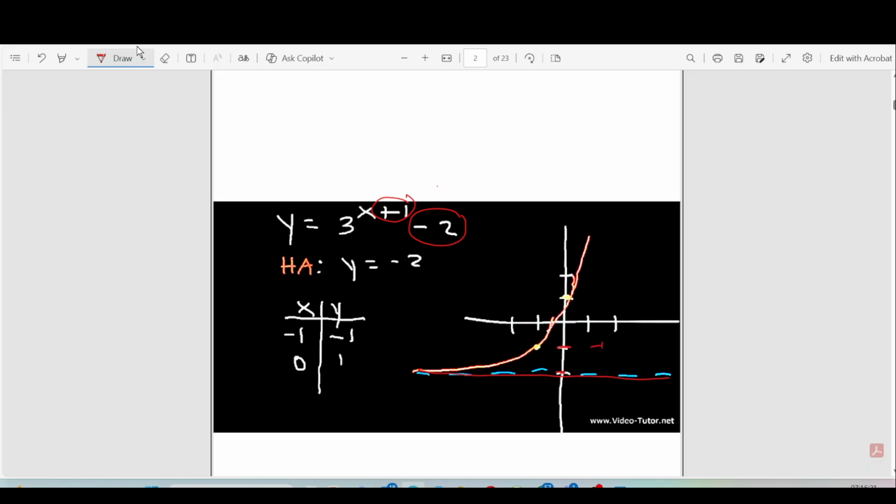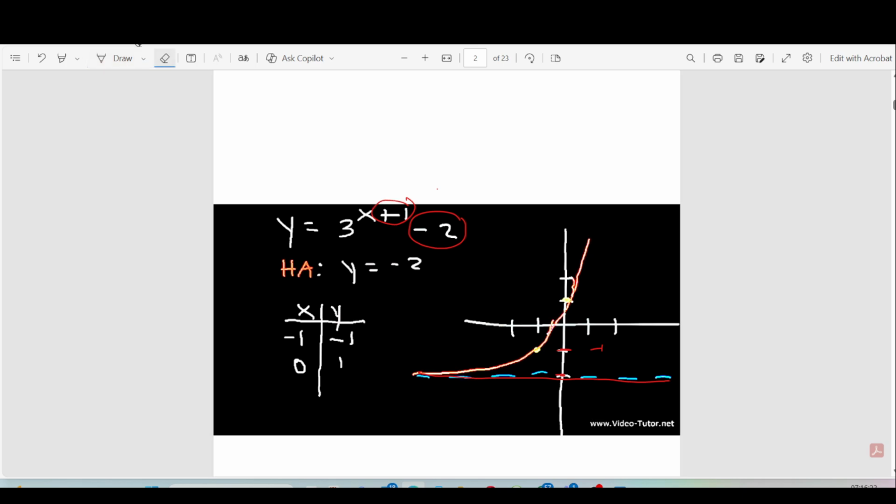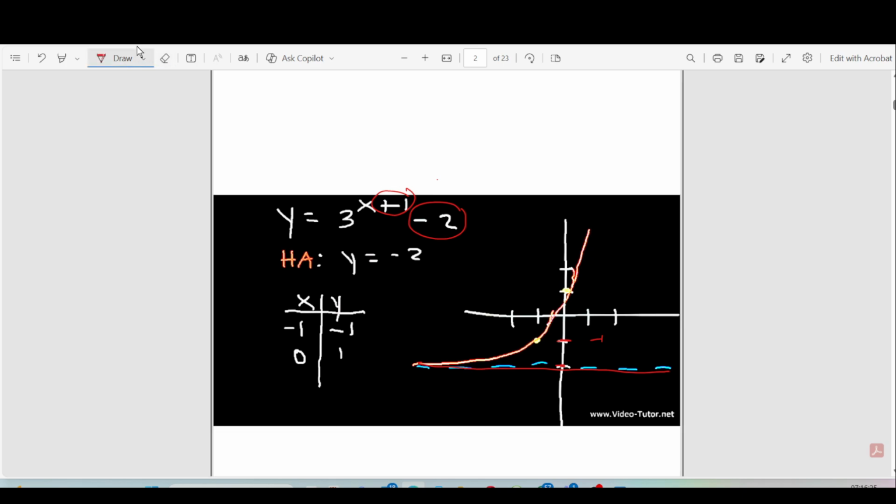Now you need to put values in for x. What I do is, for x plus 1, what should I put here to make it 1 or 0? You can set it equal to 0, so you get x equals negative 1. If you put negative 1, this is 0, and 3 to the power 0 is 1, right? And 1 minus 2 is negative 1.